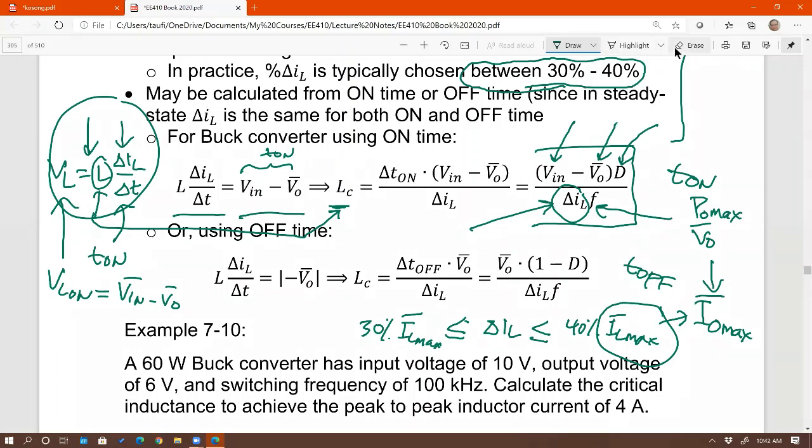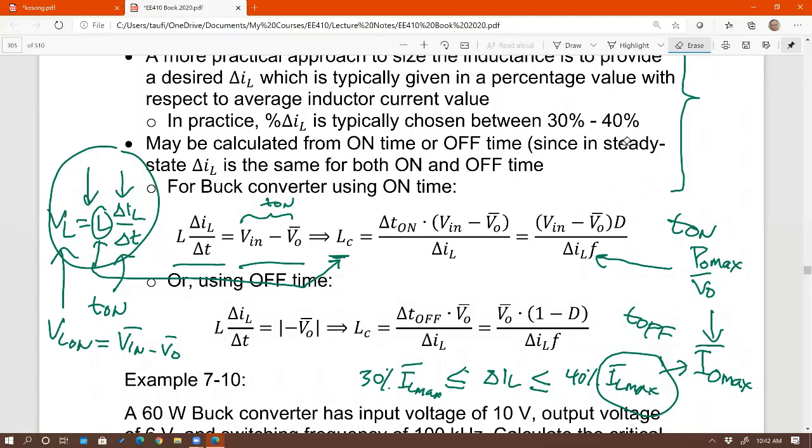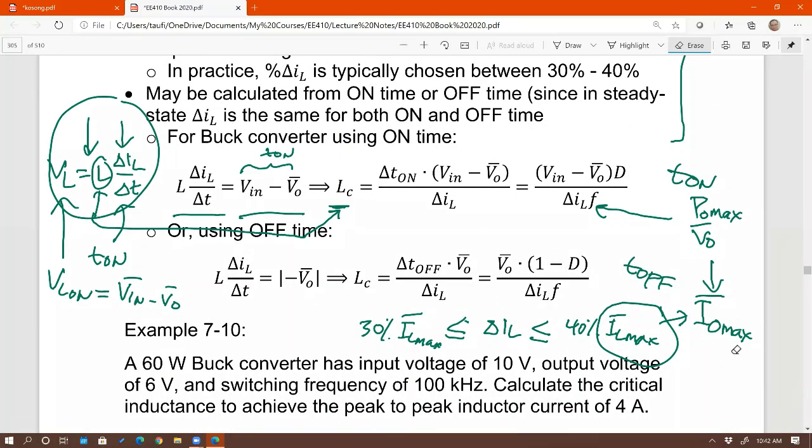That's at least how my friends working for semiconductor companies usually select L, by using this simpler equation, this simpler approach. They just say, okay, just pick between 30 to 40% of IL max average. Depending on the topology, you would know what IL max average is. In a buck converter, IL max average is equal to I out max average. Any question on that? No? All good? You sure?